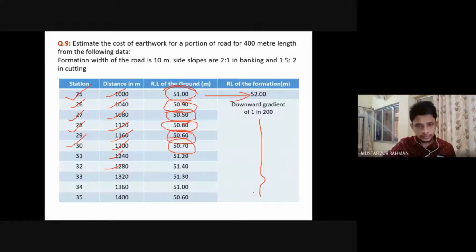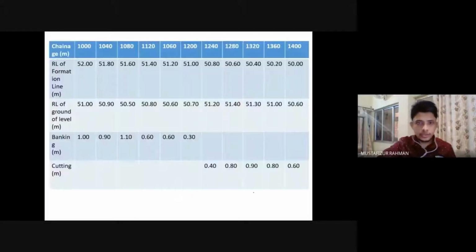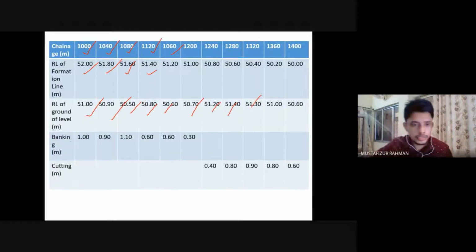So what we do, we make one table. These are different chainages. RL of the ground, we know this. Now RL of formation, we have to do a slight calculation here.